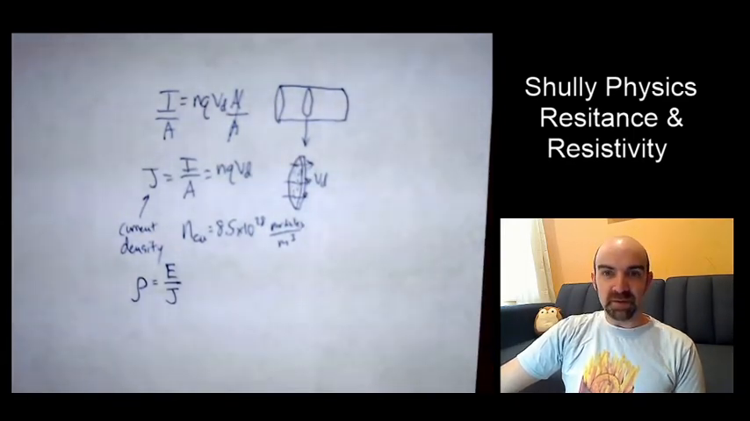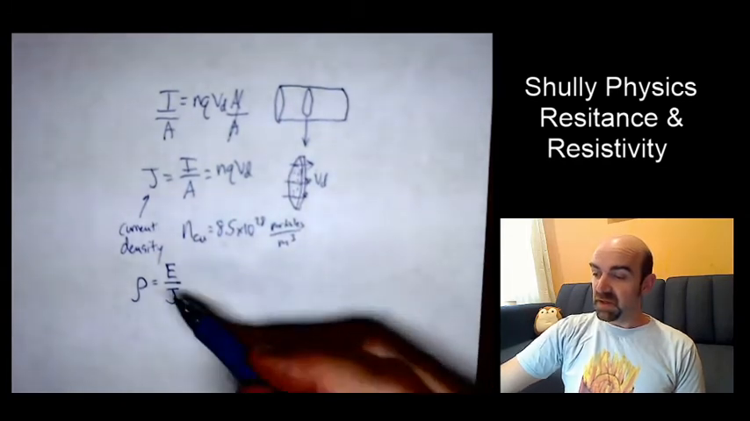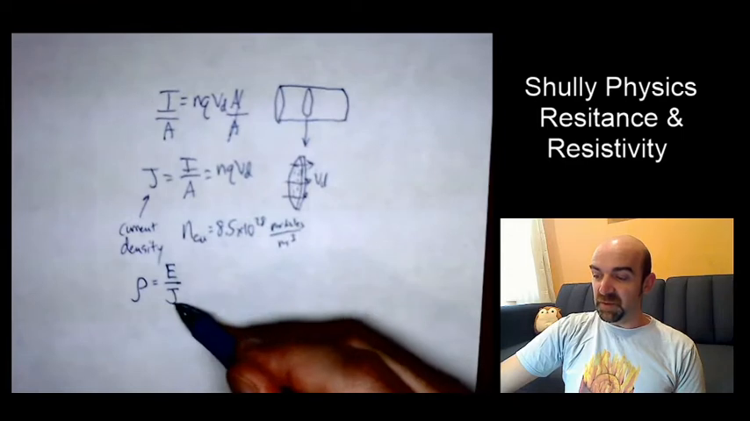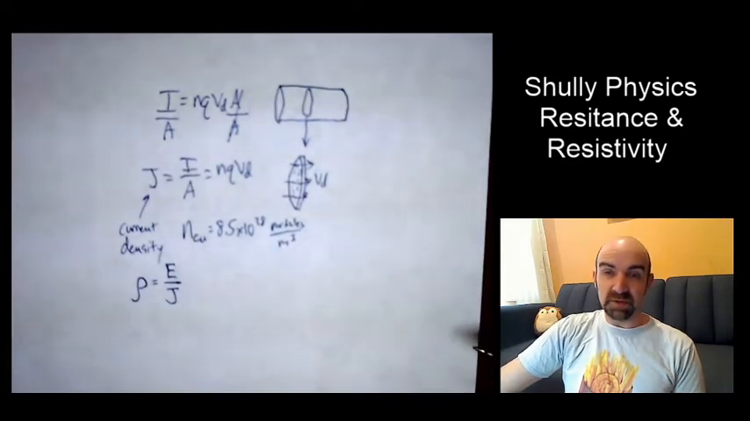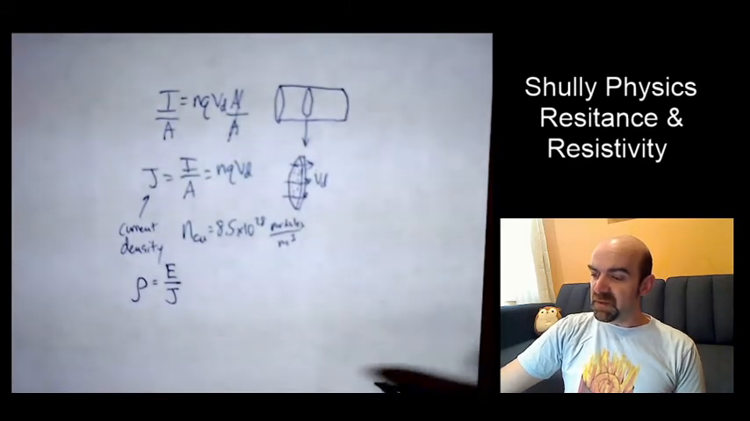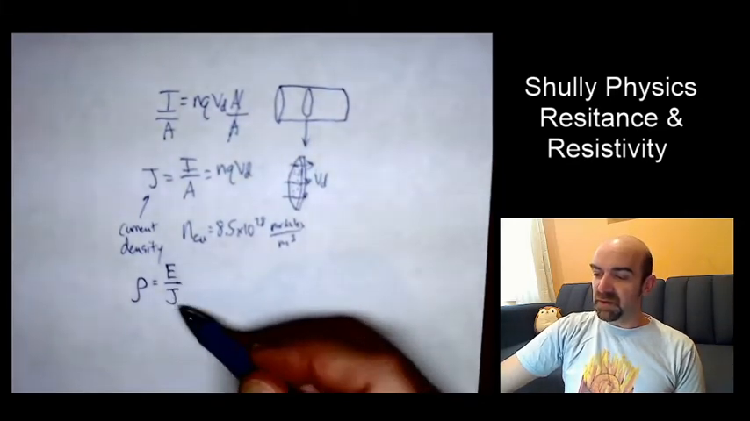With a higher electric field, there's going to be a greater electric force. Therefore, you can see as E increases, J will also increase proportionally. The greater the electric field, the greater the current density. So we get this ratio of electric field to current density.